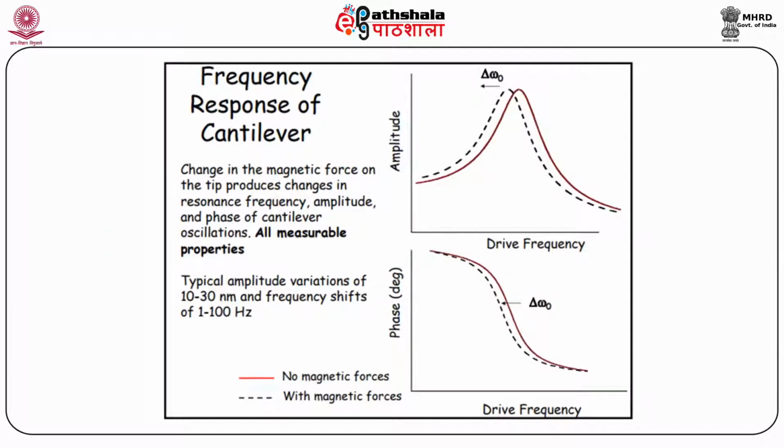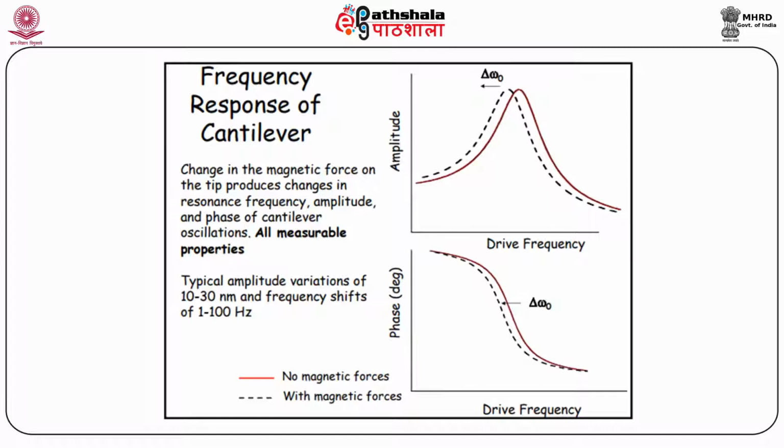There are two diagrams given. One is amplitude versus drive frequency. The other is phase versus drive frequency. Change in the magnetic force on the tip produces changes in resonance frequency, amplitude or phase of cantilever oscillations. All measurable properties can possibly be measured here. Typical amplitude variation of 10 to 30 nanometers and frequency shifts of 1 to 100 hertz can be observed.